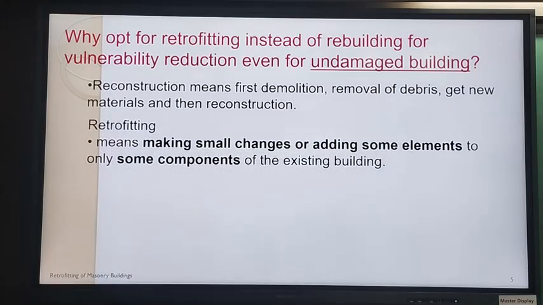So in retrofitting, essentially you're making small changes or adding some elements to only some components of the existing building. All right? So rather than redoing the whole building, it's much faster than reconstructing.